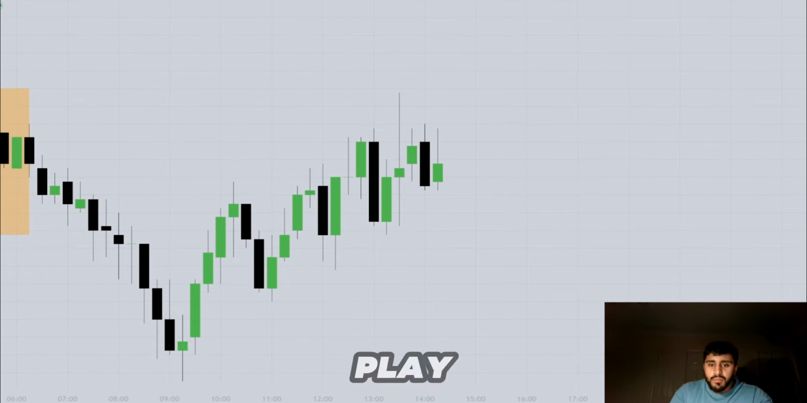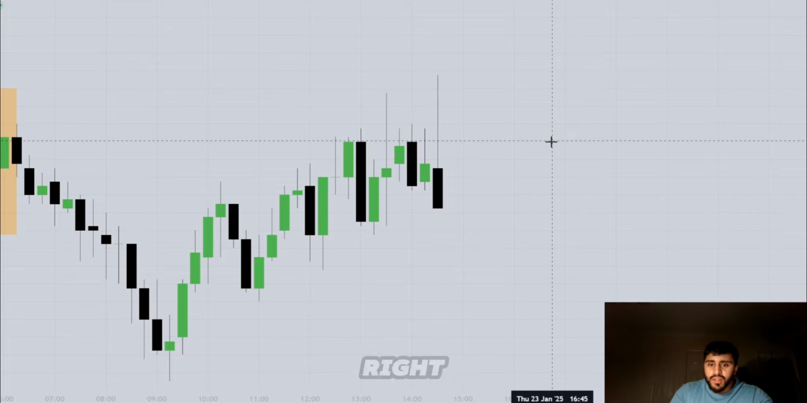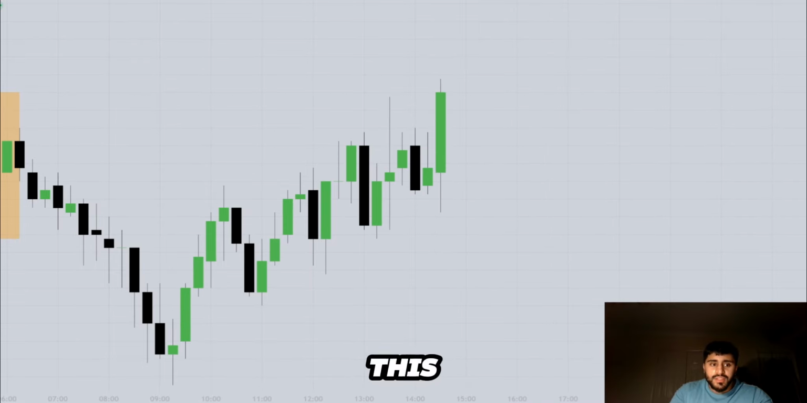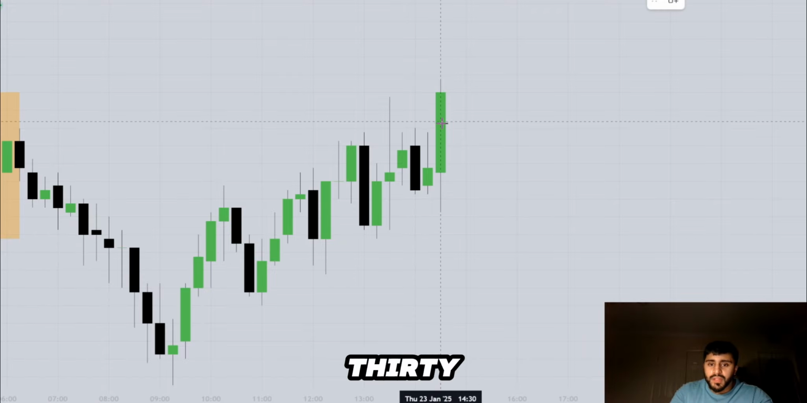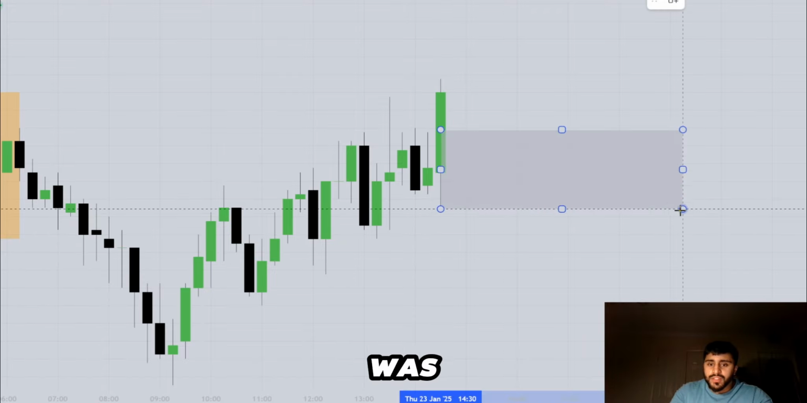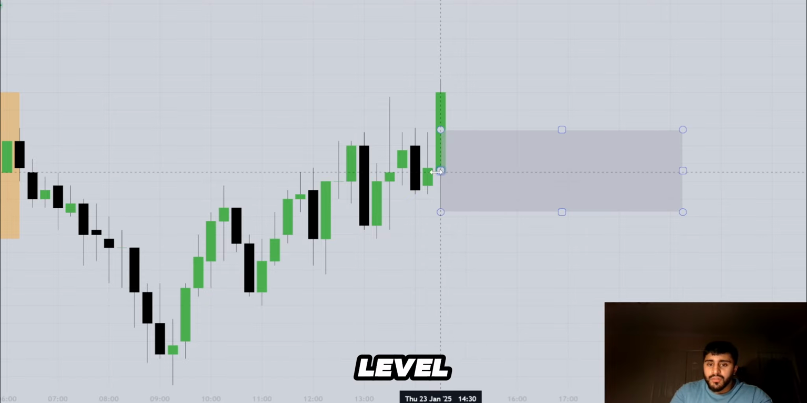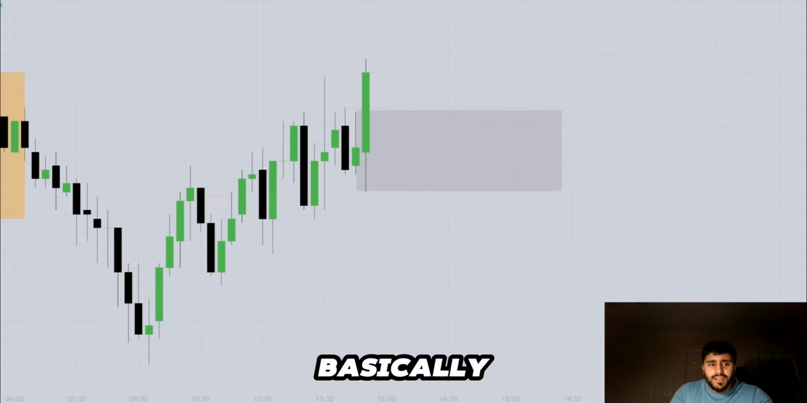So if I continue to play price on and see what we had in New York session, New York session gave us this level. So this is my key level. Market open 9:30 Eastern or 2:30 p.m. UK time. This was essentially my level, right? So we had a level over here. So this is basically the entire strategy.